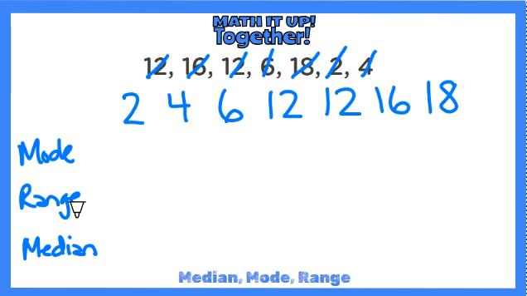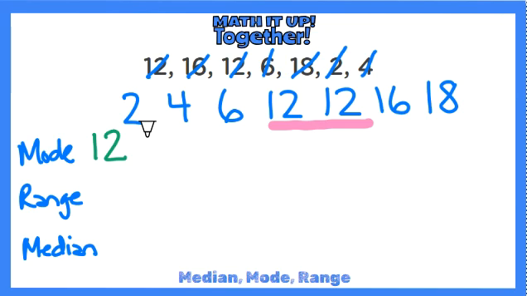We remember mode is the number that appears most often. So let's look for the number appearing most often. Just once, just once, just once, twice here, once, once. I want to remember that I can have one mode, two modes, more than two modes, or no mode. This time I have just one mode. I have just one number that repeats twice. So my mode for this set of data is 12.